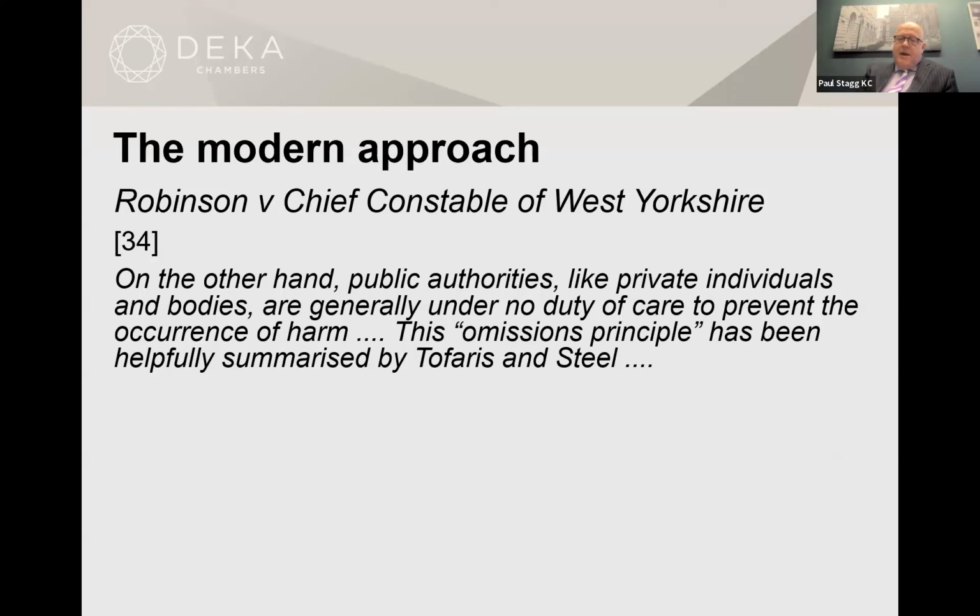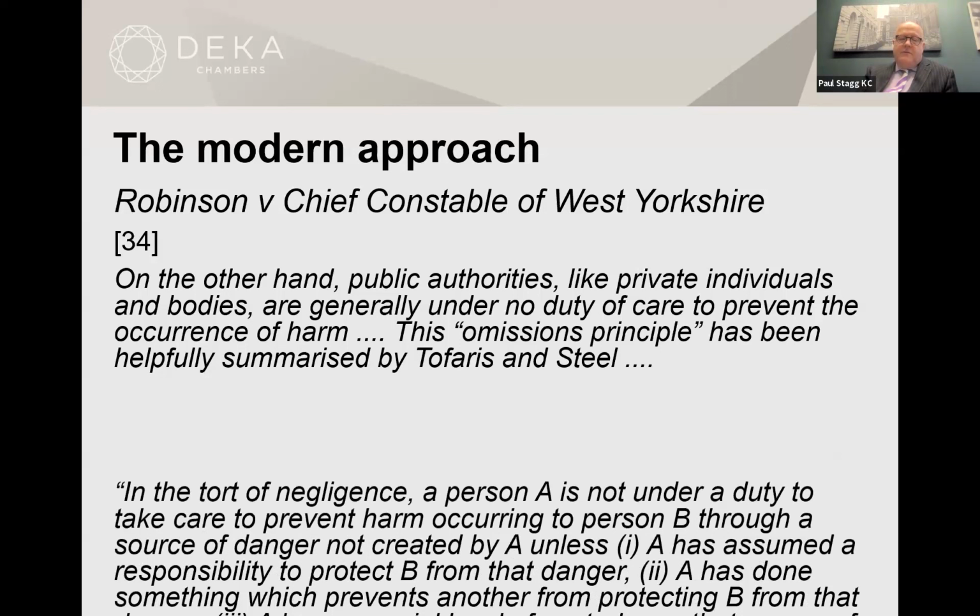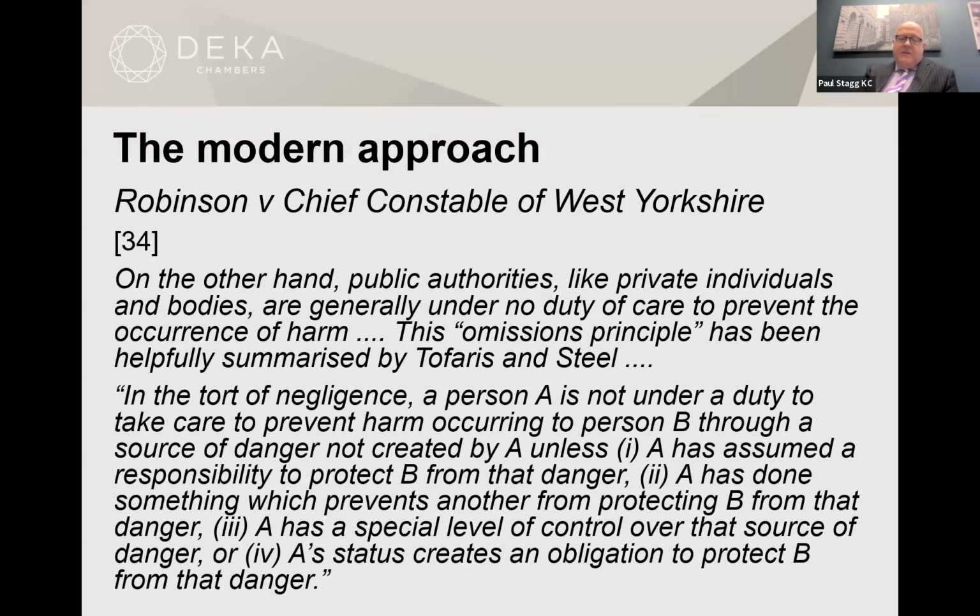And paragraph 34, another important passage, they cite this article by the academics Tofaris and Steel, which has been hugely influential in this area, where they said this: in the tort of negligence, a person A is not under a duty to take care to prevent harm occurring to person B through a source of danger not created by A, unless 1, A has assumed a responsibility to protect B from that danger, 2, A has done something which prevents another from protecting B from that danger, 3, A has a special level of control over that source of danger, or 4, A's status creates an obligation to protect B from that danger.